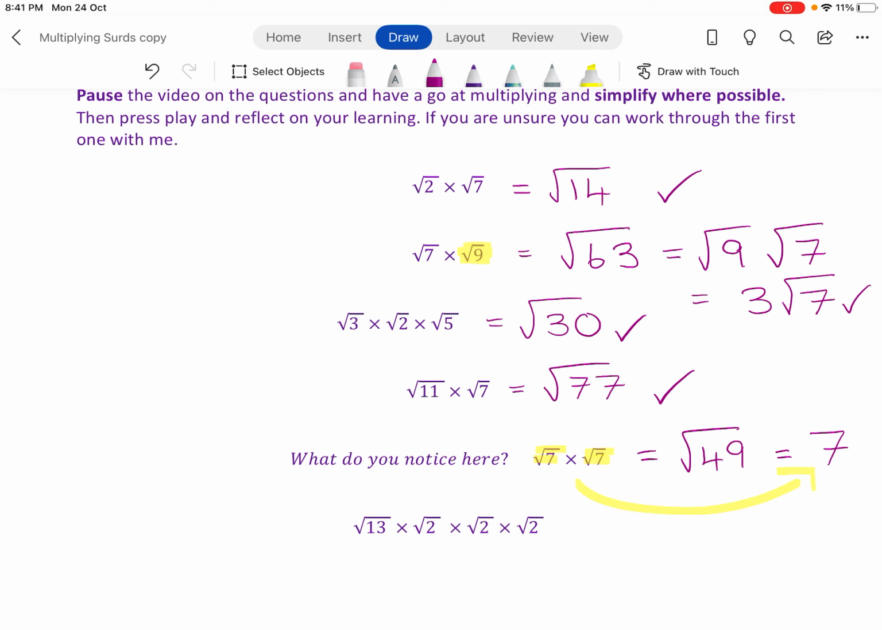So we can do this one the long way. We can do 13 times 2 times 2 times 2, or we could simply notice that actually this here is going to equal root 4, which would be 2. So this is the same as root 13 times root 2 times 4. Now I'm going to bring the number in front, and I have root 26. I check 26, 1, 4, 9. I am fully simplified.